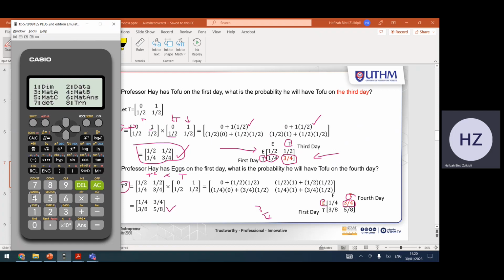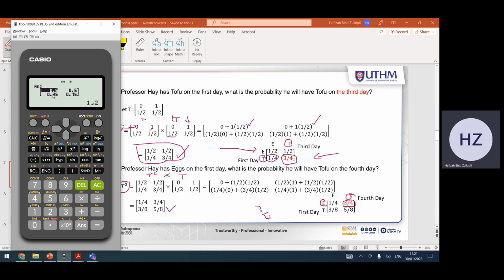So we want to call back A. We shift matrix. Matrix A refers to number 3, so we click 3. Matrix A we call back, times matrix A. T times T, so matrix A times matrix A. So shift matrix, shift 4, matrix A is 3. Then we press the equal sign, and you can see the answer. The calculator gives the answer in decimal numbers.